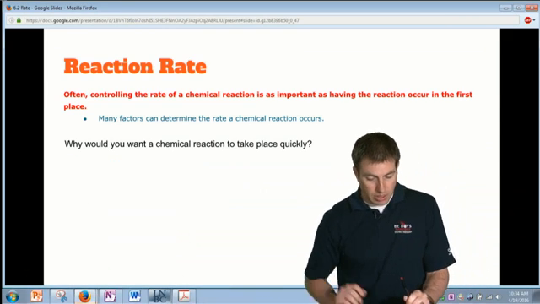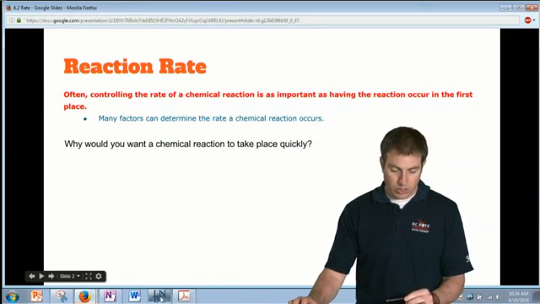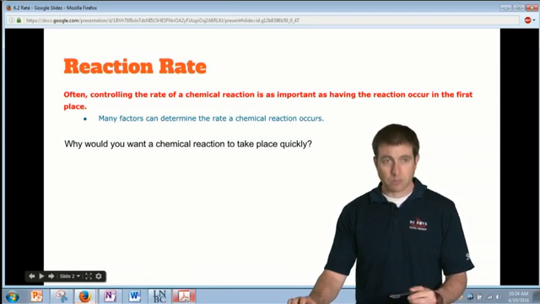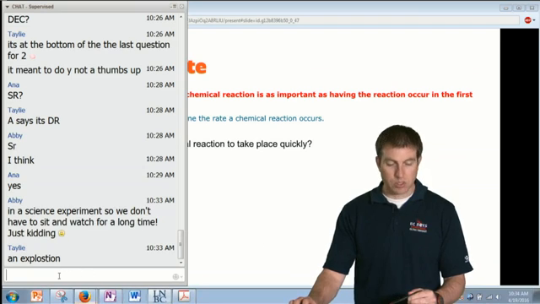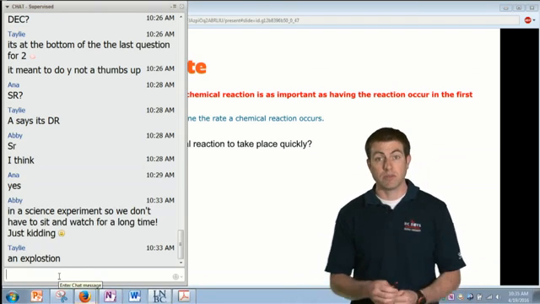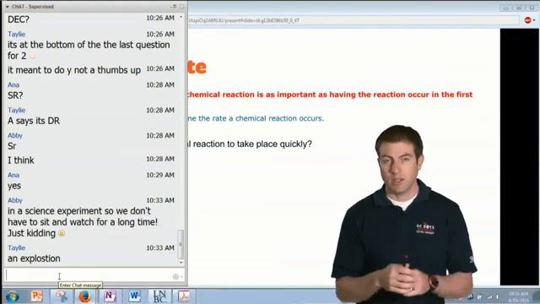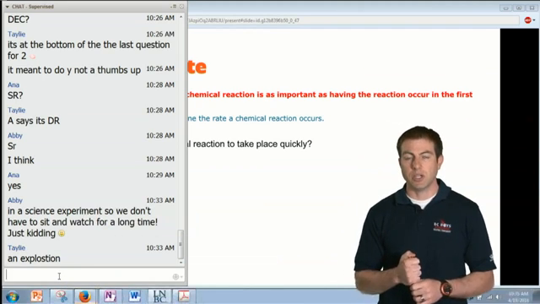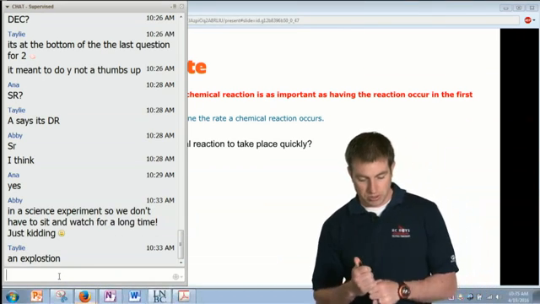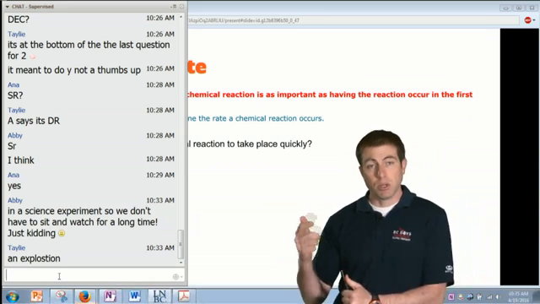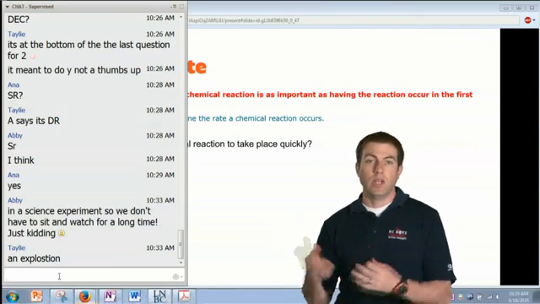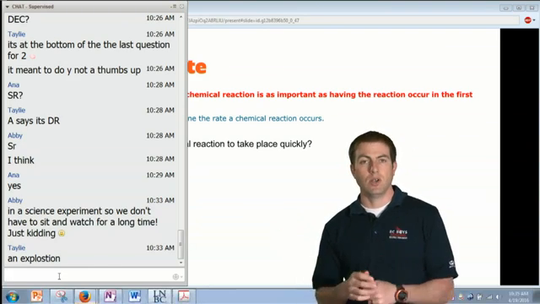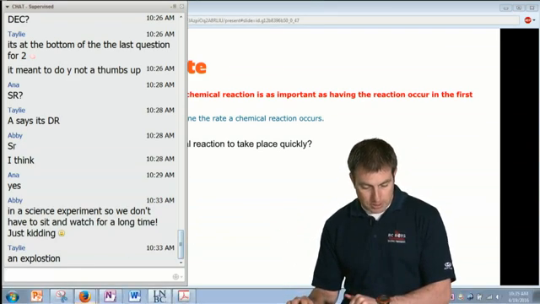So why would we want a chemical reaction to take place quickly? An explosion is what Taylor said. And you might be thinking, well, we don't want explosions to happen in the first place, but there are lots of explosions that you want to happen all the time. When you're driving your car around, or your parents are driving you around, if the explosion of the gas in the cylinders happens really slowly, then your engine doesn't run properly. So that's a great example.